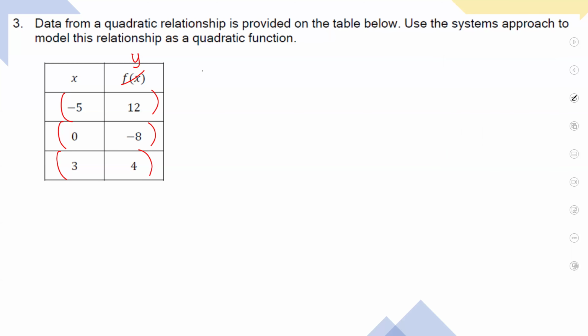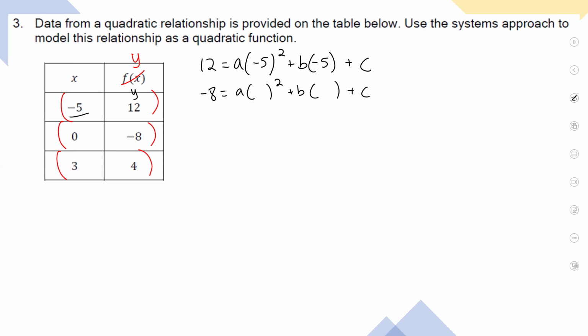I'm going to do 12 equals, because that's my y value, a x squared plus bx plus c. I'm going to plug in negative 5s for the x's. Next one, I have negative 8 equals a x squared plus bx plus c. I'm plugging in zeros for the x's. Finally, it's going to be 4 equals a x squared plus bx plus c. I'm plugging in 3s for the x values. So let's go ahead and simplify this.